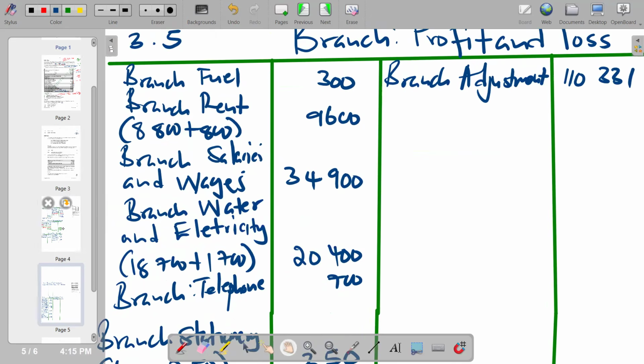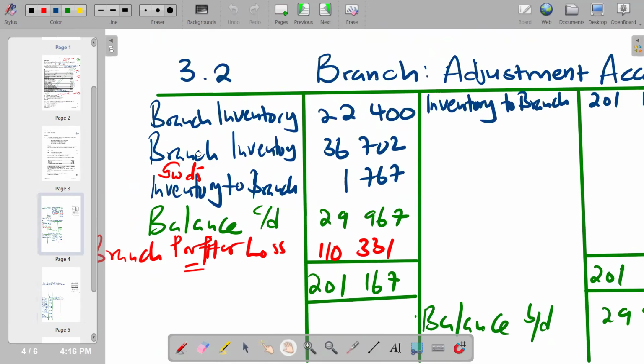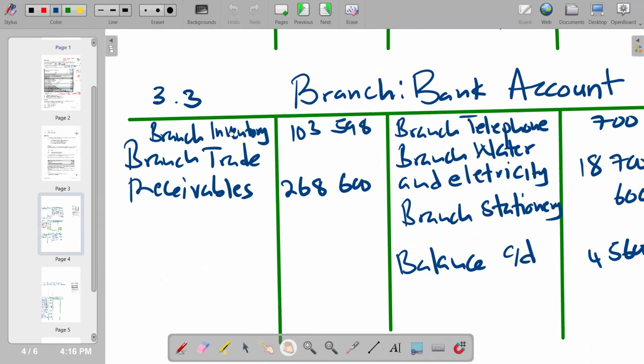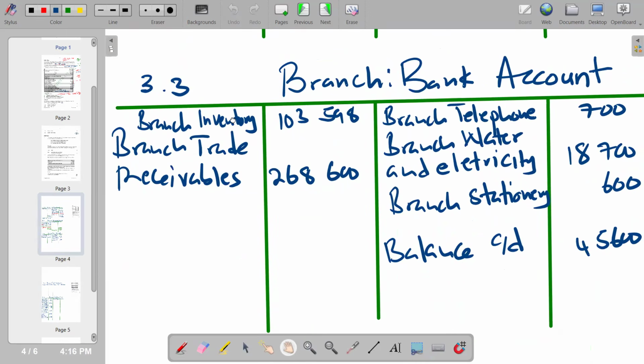So remember we were looking at the branch adjustment, which we have just finished. So we go to the next one. We are now on the branch bank account. Of course, we also need to balance the branch bank account, whereby we now put our double lines first.